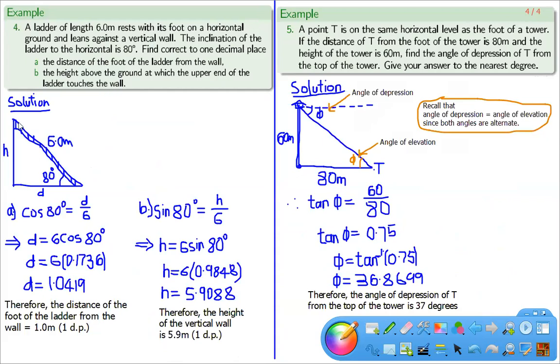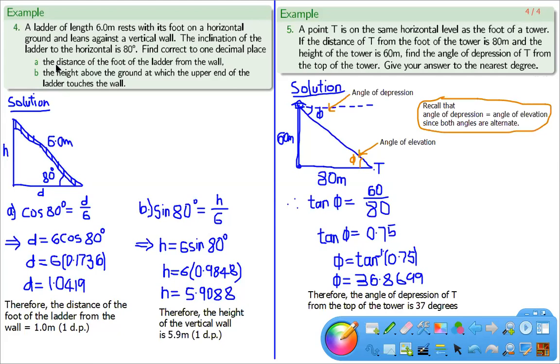So here is just a sketch of the problem. Suppose this straight vertical line represents the wall, while the inclined line represents the ladder. Here is the distance D from the vertical wall to the foot of the ladder, while the height of the wall is represented as H. We are given the length of the ladder as 6.0 meters, while the inclined angle is 80 degrees. So this is the sketch of how the question should look.